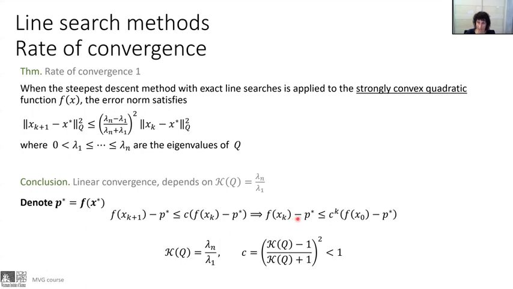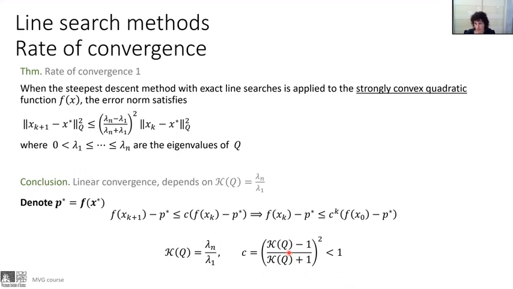F at the iteration k minus the requested value is smaller than c to the power of k times what I had in the beginning minus the requested value. This is what I had in the beginning, and this is c. This is actually the same as what we have here, just dividing by lambda n in the denominator and the numerator. As you see, if kappa, the condition number, is very large, c is going to be very close to 1, and then the convergence could be very slow.